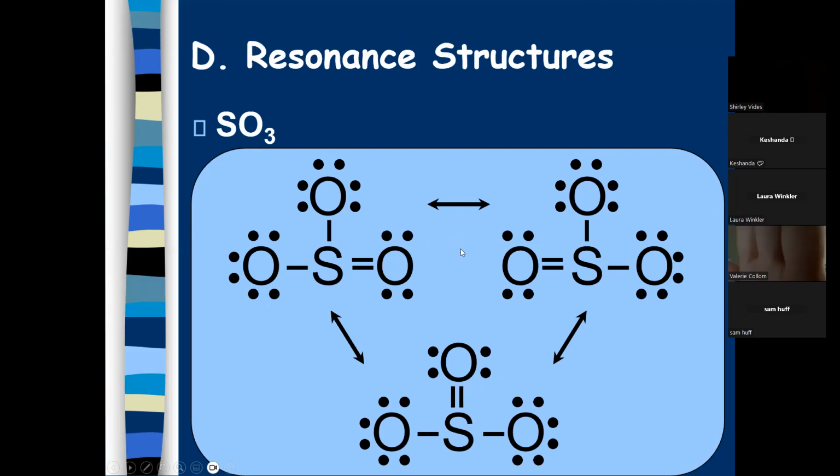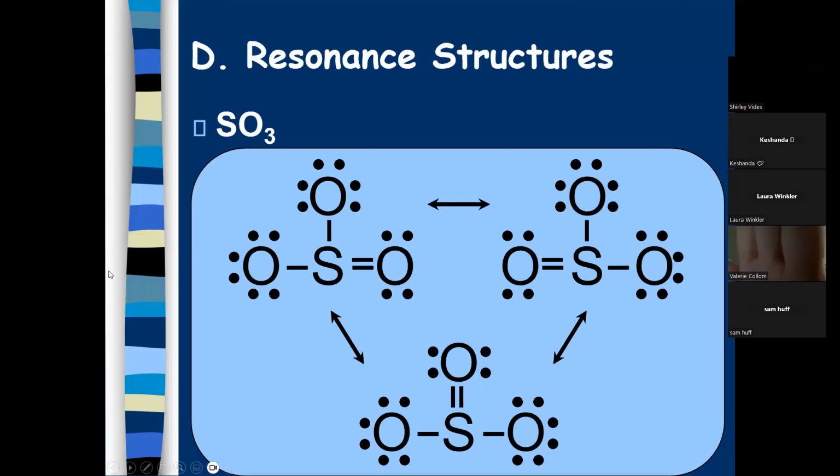And don't forget that when you put a double bond, you also have to take away one of the lone pairs, because that double bond, if you left the lone pair, it would no longer be 8. It would actually be 10. Okay, so that's that. All right. That's how we do it.